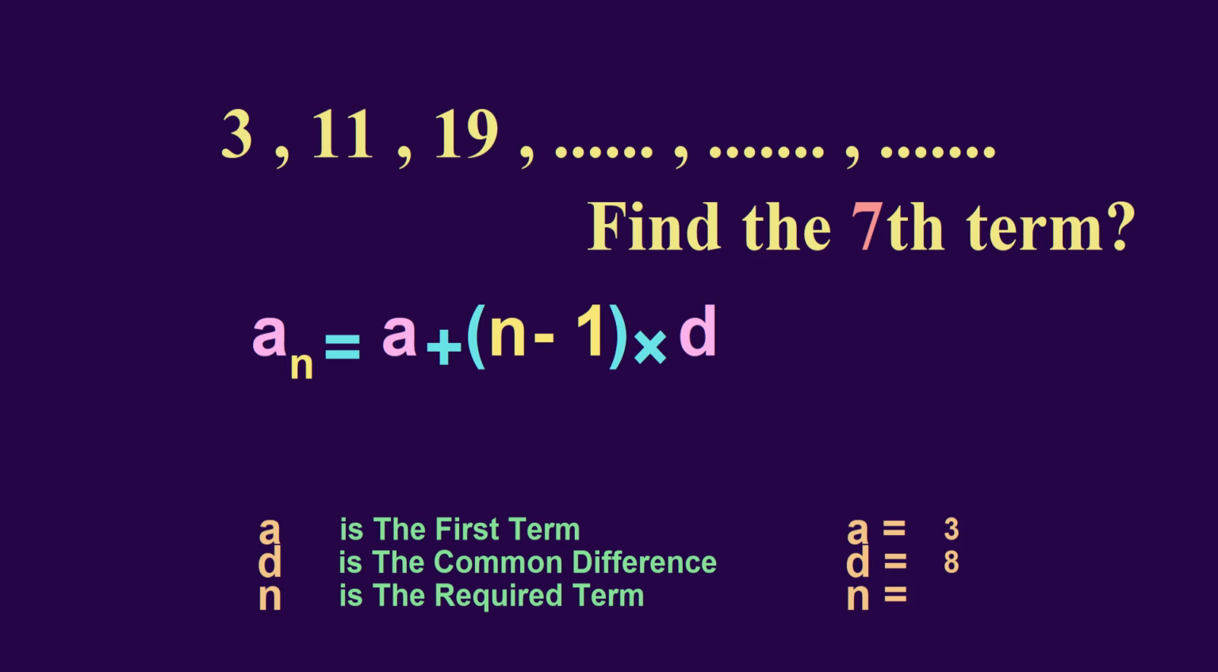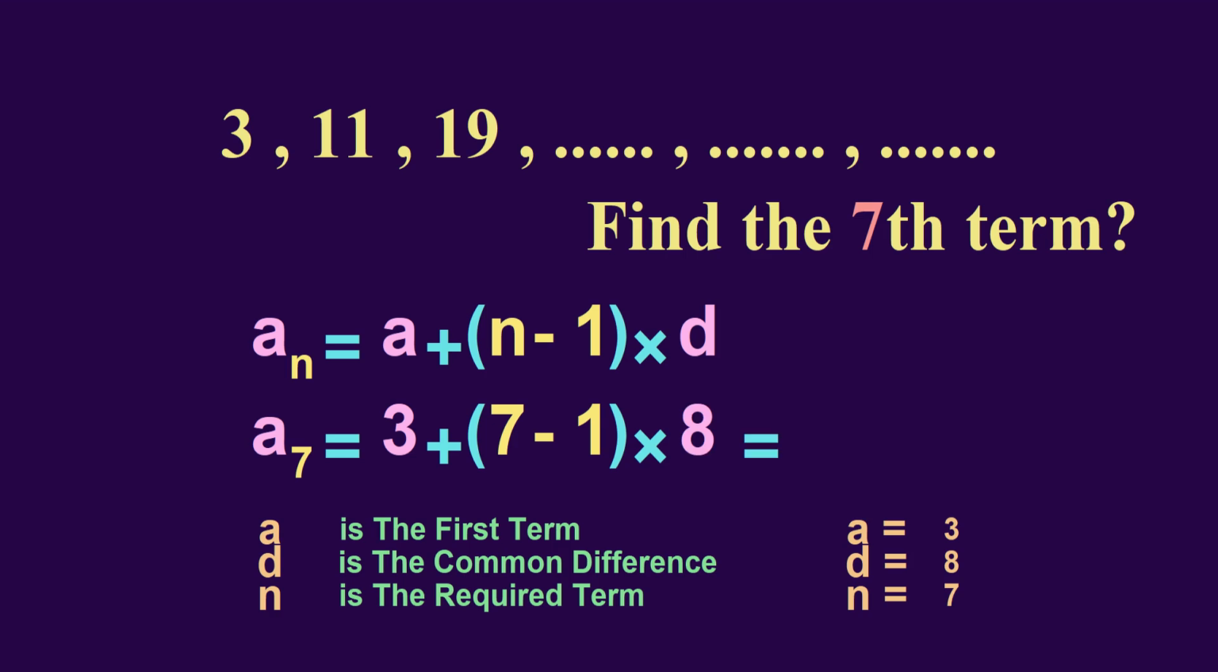We substitute the values of a, d, and n into the formula, and we get that a_7 equals 3 plus 7 minus 1 times 8, which equals 3 plus 6 times 8, which equals 51. And this was the solution by using the formula method.